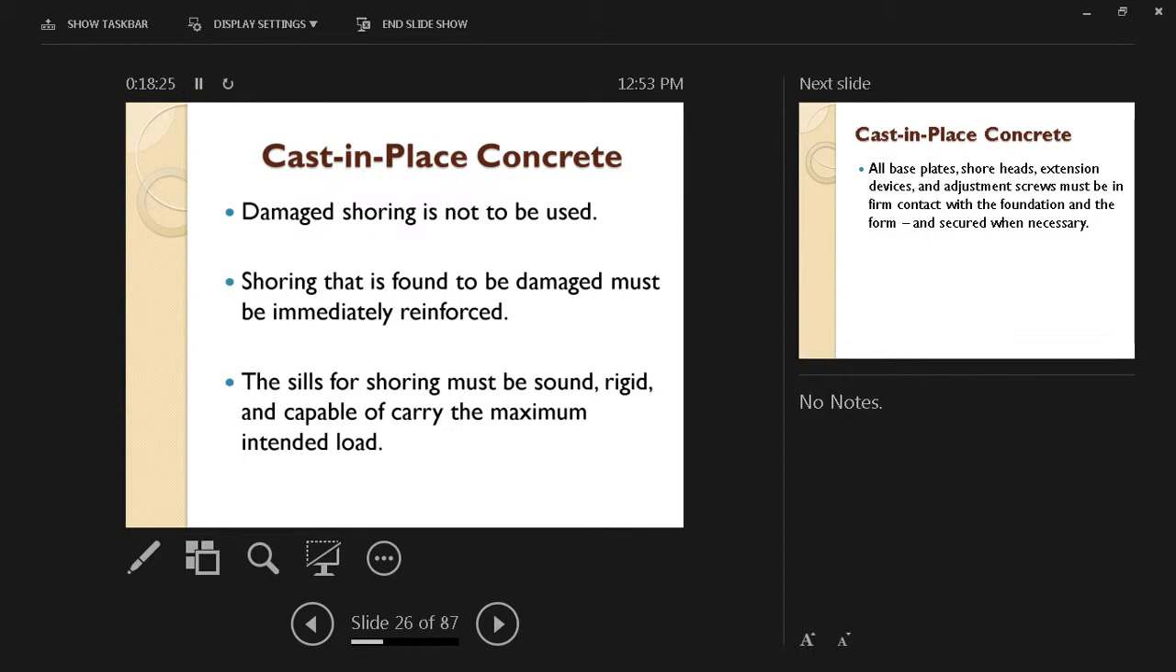When you are placing concrete on site, damaged shoring is not to be used because, again, it loses its efficiency and effectiveness and therefore it should not be used. Shoring that's found to be damaged must be immediately reinforced. The sills for shoring must be sound, rigid, and capable of carrying the maximum intended load. The sills are going to be used to distribute the load. Instead of being a point load, it's going to be a larger area load, just the same idea as a footing underneath a column, for example.